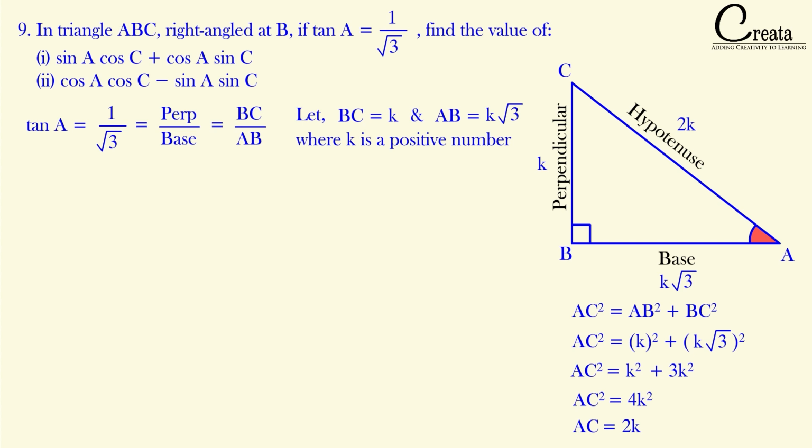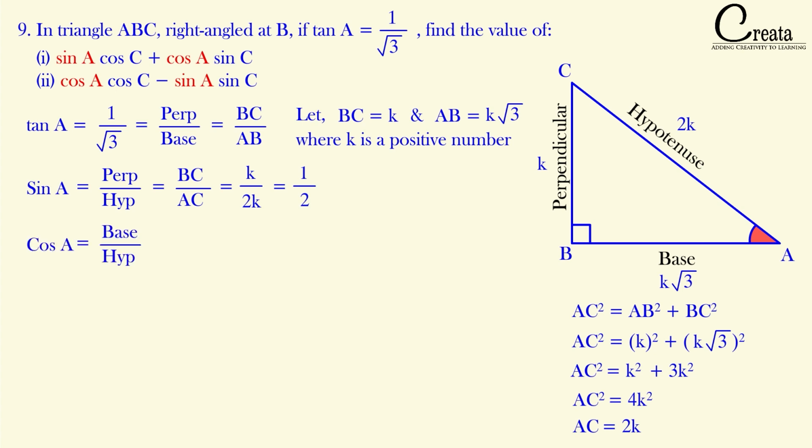Let's find the trigonometric ratios. With respect to angle A as the trigonometric angle, we have sine A and cos A. Sine is perpendicular over hypotenuse. So sine A will be equal to BC upon AC, and BC is K and AC we have calculated as 2K. So we got sine A as 1 by 2. Got it? Let's find cos A. Cos is base upon hypotenuse, which is AB upon AC. Let's put the values. We got cos A as root 3 by 2.